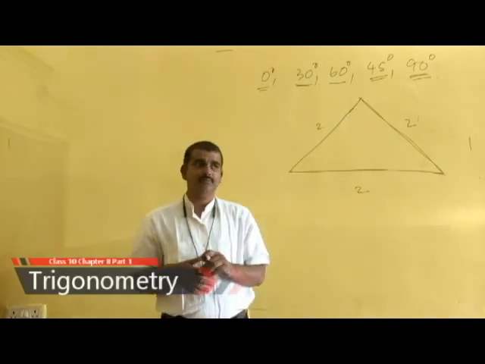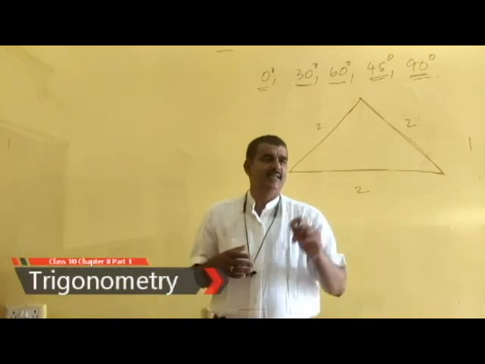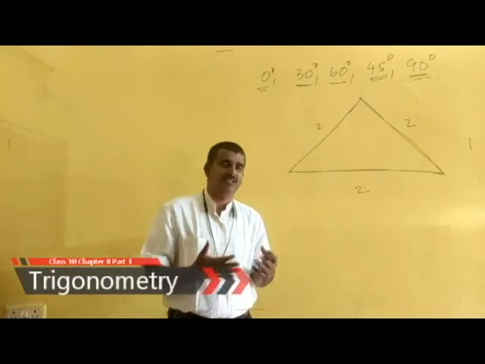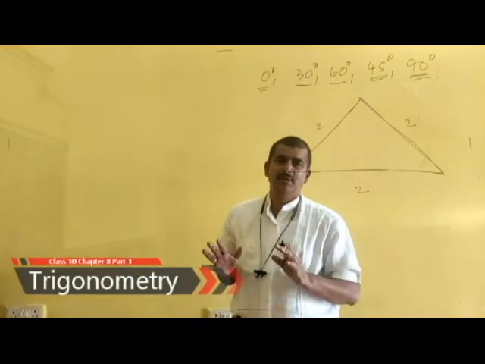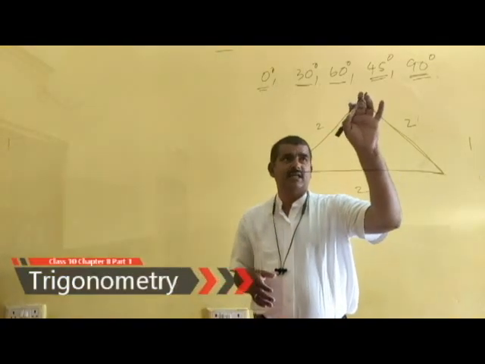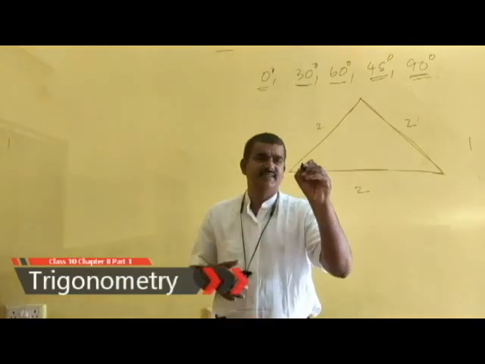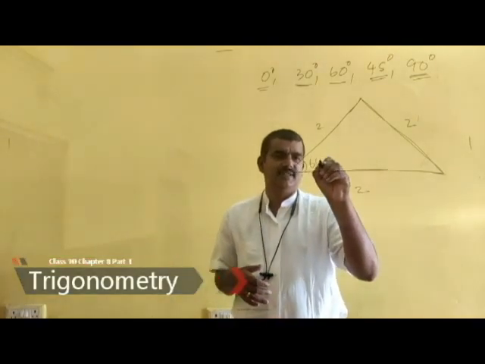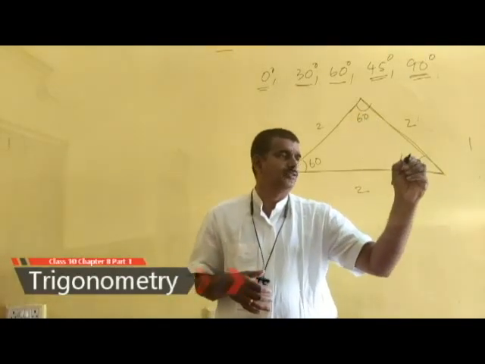So it is very important that you understand how we can derive the values of sine 60 or sine 30. Now it is an equilateral triangle. Its sides are of 2 units, 2 centimeter, 2 meter, 2 millimeter, whatever it may be. It is of 2 units. In an equilateral triangle, all angles are 60 degrees. This is 60 degrees and this is also 60 degrees and this is also 60 degrees.